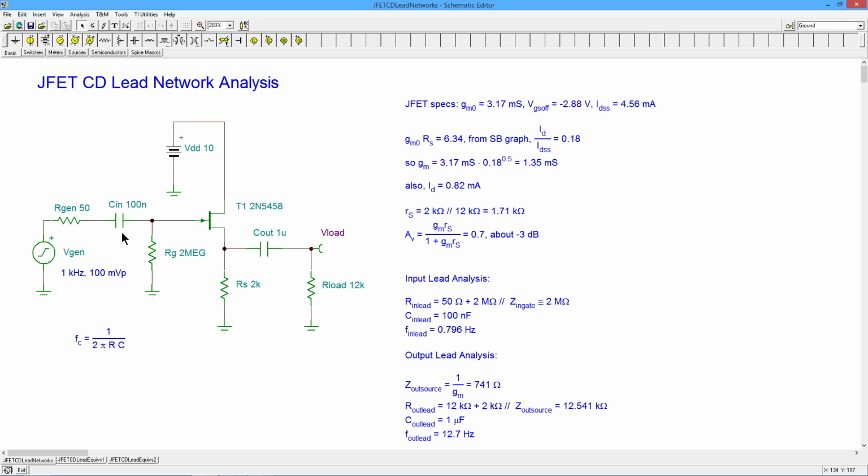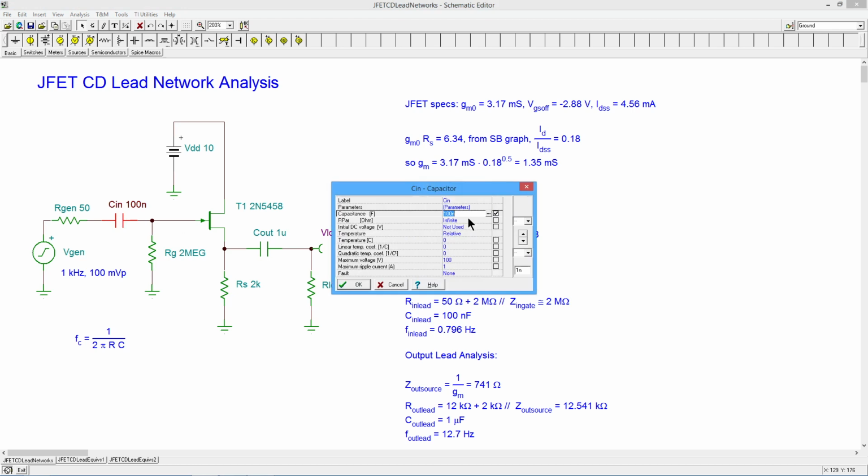So one thing we could do is come in here with C in and drop this to a much smaller value, so it becomes the dominant network. In other words, it leapfrogs over the 12.7. If I were to decrease this by a factor of 100, make C smaller by a factor of 100, that would increase the critical frequency by a factor of 100. So from 0.8 hertz, we'd be going up to 80 hertz. At least that's what we would expect.